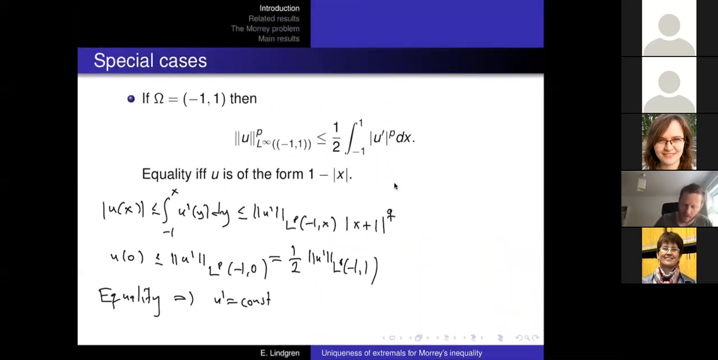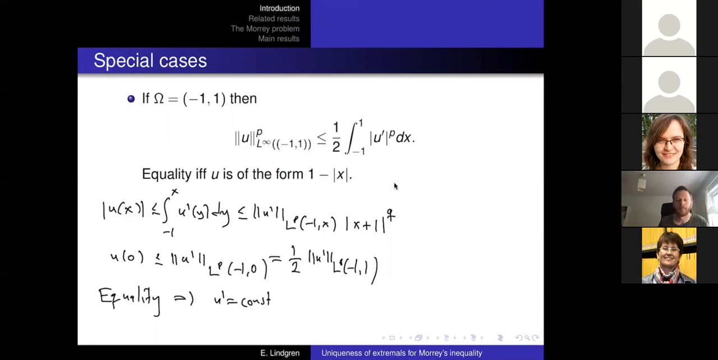So in the one-dimensional case, it's not so hard to dig out the details here and to see that the extremals, or the optimal function attaining the optimal constant here, is of this form. Okay, so this is maybe the simplest possible example you can think of.